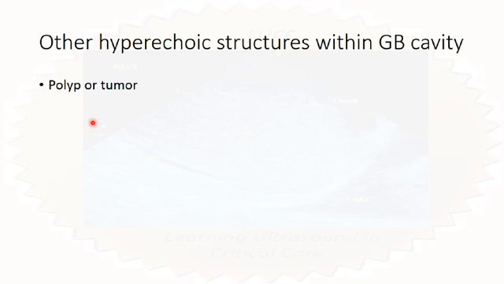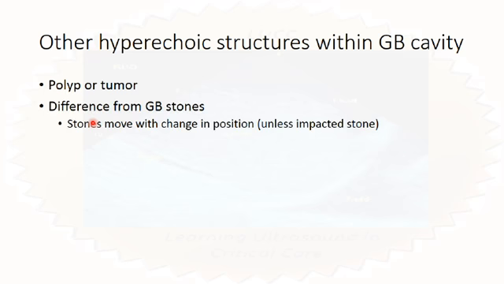So how do you differentiate a polyp from a gallbladder stone? A gallbladder stone typically moves with changes of patient position. So if you ask the patient to roll from left to right, the stone will move along with the patient by gravity. But sometimes impacted stones, stones that are impacted in the neck of the gallbladder, will not move. A polyp or a tumor will not move at all, it's fixed.